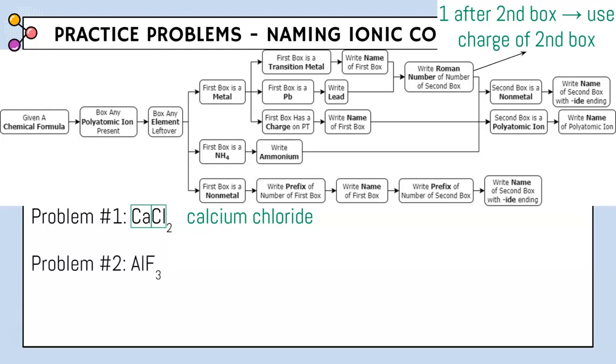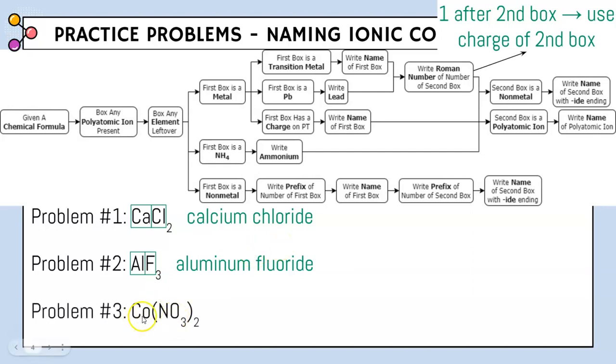Problem number 2, we have AlF3. We're given a chemical formula, box any polyatomic ions present. There are no polyatomic ions present because we only have 2 different types of elements, so we're going to box any elements left over. So we have aluminum and fluorine. Looking at our first box, out of these 3 options, aluminum is a metal, and aluminum has a charge on the periodic table. So we're just going to write the name of the first box, so aluminum. Looking at our second box, it is a nonmetal, so we're going to write the name with an ide ending. Fluorine becomes fluoride.